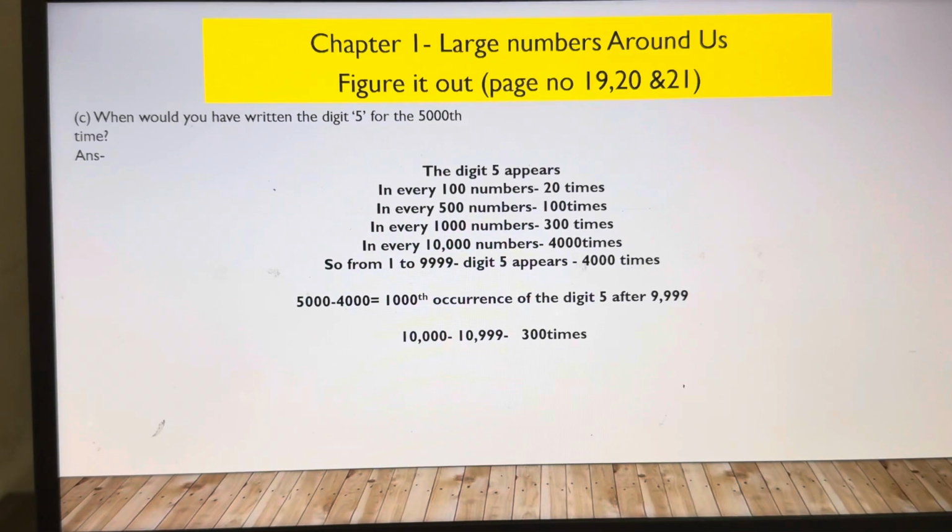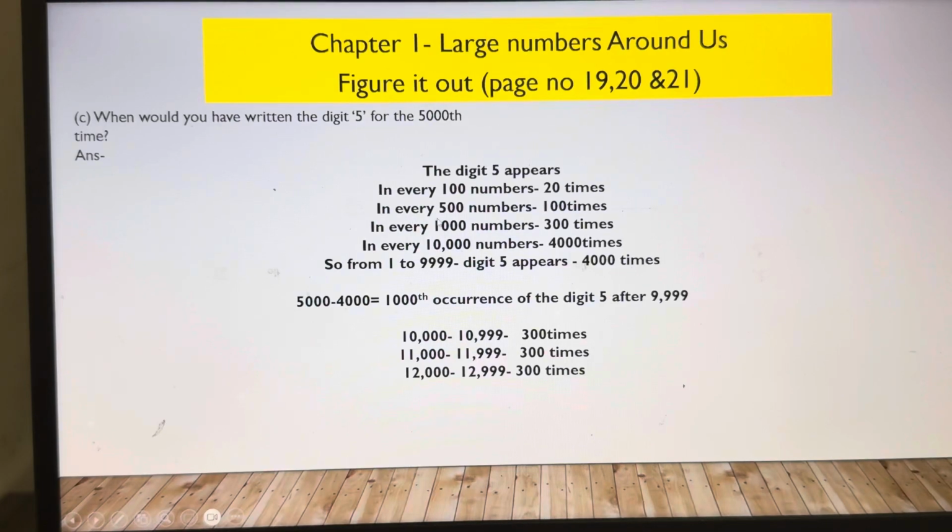Now 10,000 to 10,999, 5 will appear 300 times, right? We saw that every 1,000 numbers, it is 300 times. So that fact we have used. Then from 11,000 to 11,999, it will appear 300 times more. Then 12,000 to 12,999, it will appear 300 times again. So now we have covered how much? 4,000 plus this 900. So 4,900. Now only 100 times it is remaining.